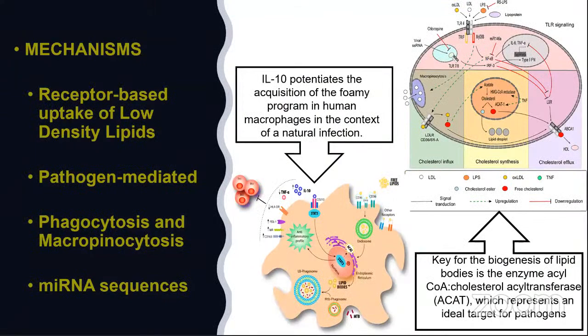Now, what are the mechanisms by which they are formed? Relating to a receptor-based uptake of low-density lipids, oxidized low-density lipids, lipopolysaccharides of bacterial origin. All of these can find their way into the cell via specific receptors. They could be pathogen-mediated, phagocytosis and macropinocytosis. It could also be a result of mRNA sequences which have been identified as regulating or governing foam cell formation.